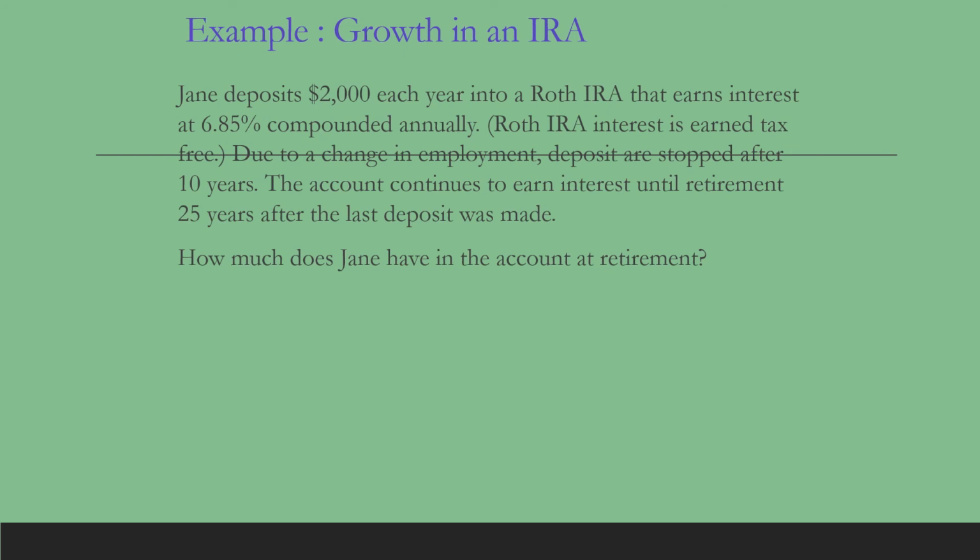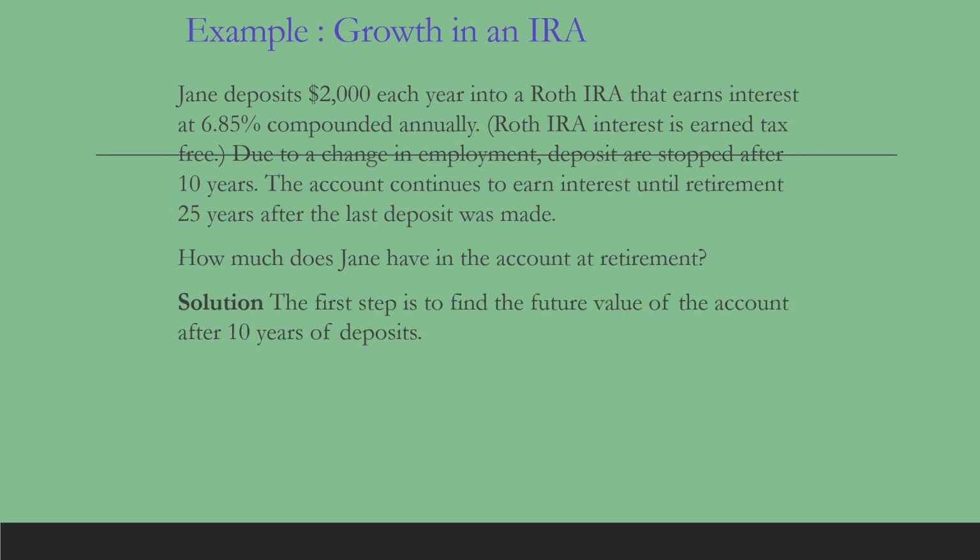The same way we can talk about the growth in an IRA. Suppose we deposit 2,000 each year into a Roth IRA with a 6.85% compounded interest. Now, due to a change in employment, the deposits are stopped after 10 years. The account continues to earn interest until retirement, 25 years after the last deposit was made. Now, we are trying to find how much Jane will have in the account at retirement.